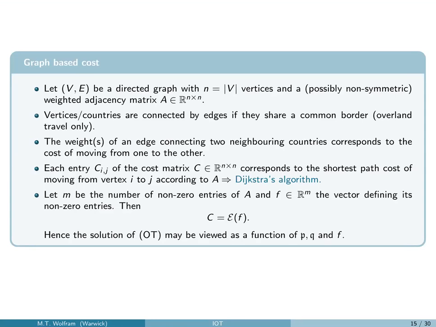The m entries define a vector, and the variable, or what I call here curly e, is now just the application of Dijkstra's algorithm, taking the non-zero entries, which are my connected countries, and mapping them to the cost criteria. So this is how we relate optimal transport to international migration flow, or just some graph-based structure which tells me how individuals can move at certain costs from one node to another.